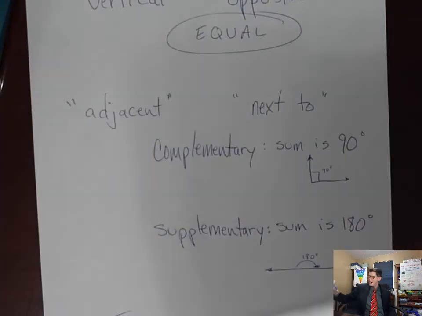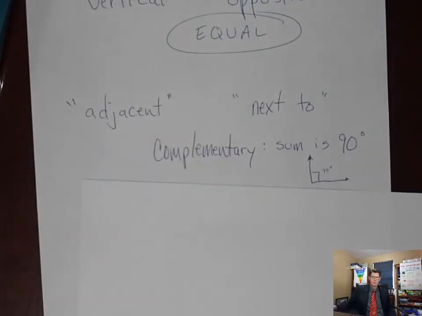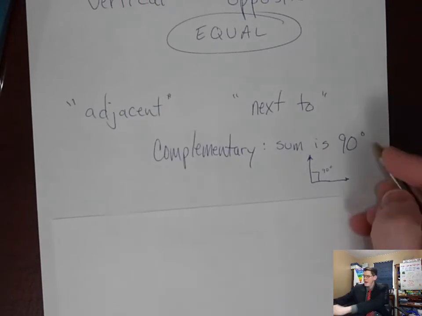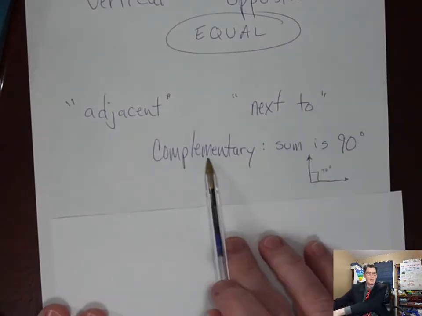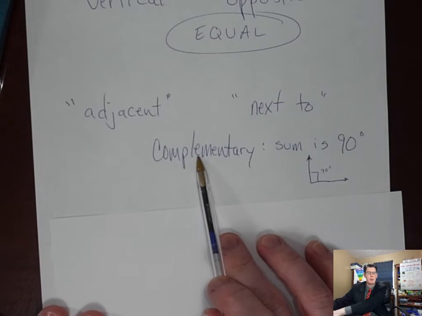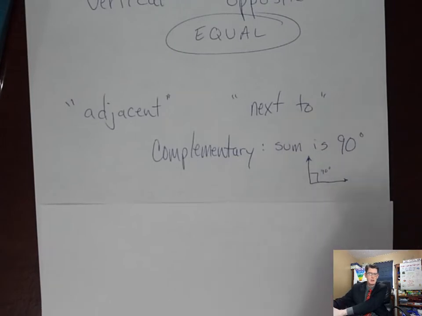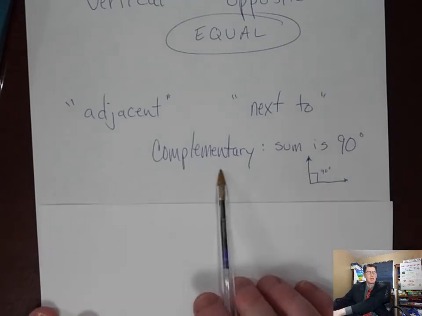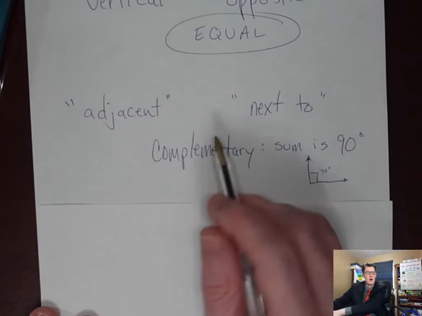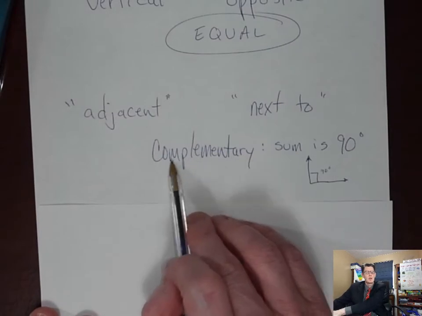Sometimes when two angles are next to each other, they add up to 90 degrees. They're called complementary, with an E. It's not like you're complimenting them, telling them something nice. It's complementary with an E. They complement each other, just like friends complement each other. Not telling them they're nice, but complement means they work together for good.